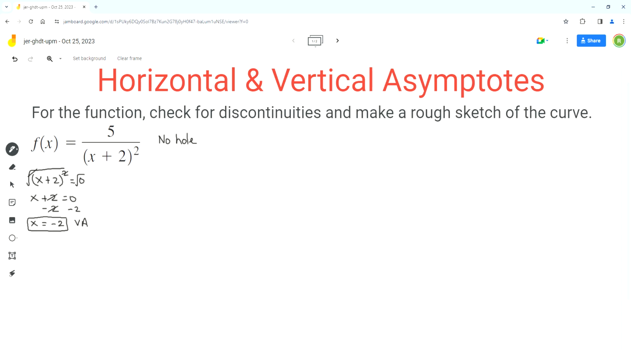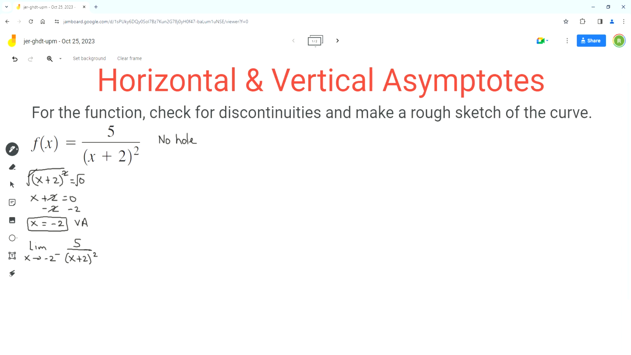Now we have to figure out the behavior of the function on the left and the right hand side of this vertical asymptote. For that, we'll apply the limit to this function on the left hand and the right hand side of this vertical asymptote x = -2. So let's start with the left side. Limit x approaches -2 from the left side, and the function is 5 over (x + 2)^2.